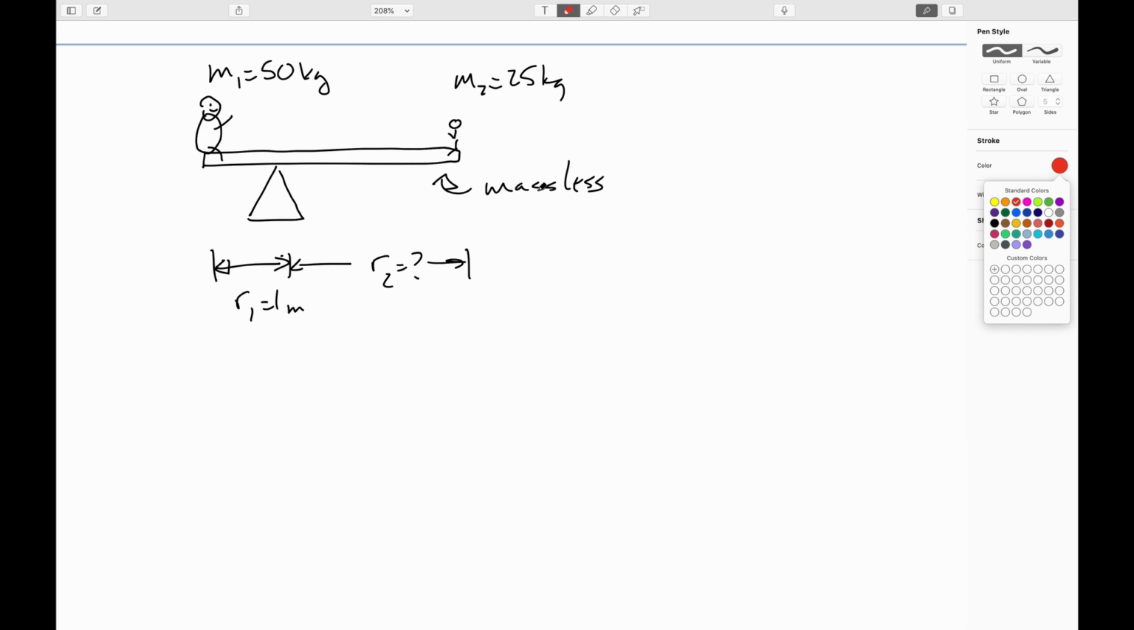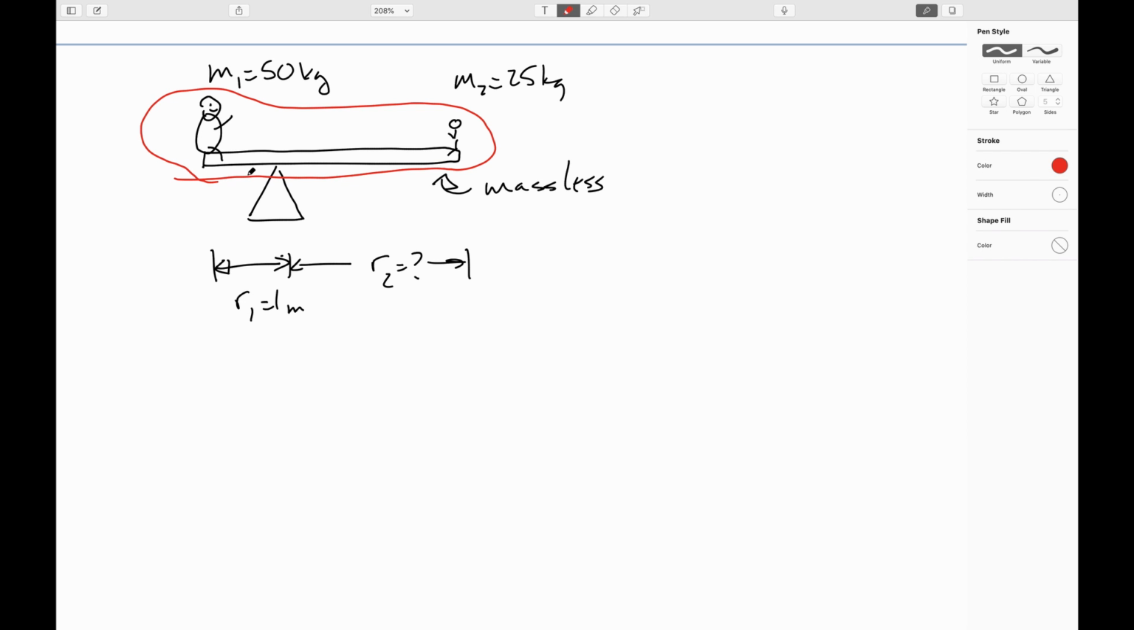So we can go ahead and make our system the kids plus the plank. That will make it a little easier to think about. So we can go ahead and do a force identification diagram here. We've got one contact force. That'll be the normal force from the fulcrum being applied on the plank to keep the plank from crashing through it. And this time we have two long-range forces: the force of gravity on the big kid and the force of gravity on the little kid.